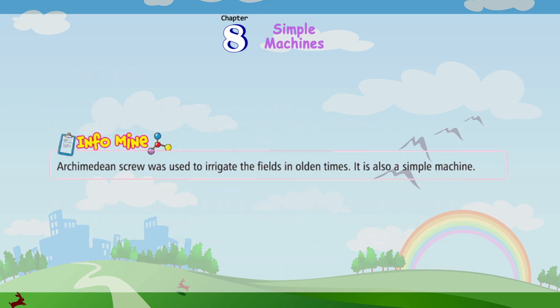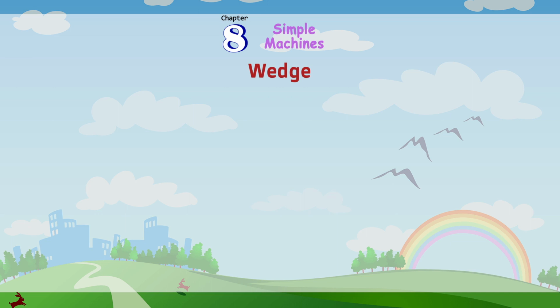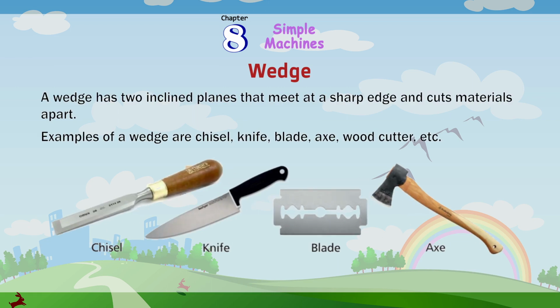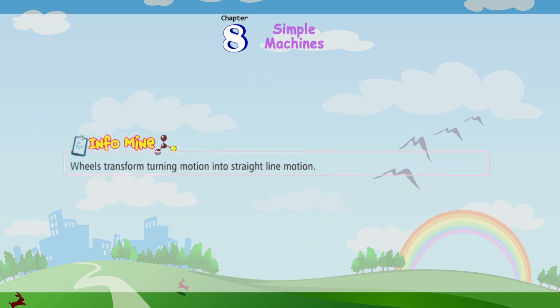Infomine. Archimedean screw was used to irrigate the fields in olden times. It is also a simple machine. Wedge. A wedge has two inclined planes that meet at a sharp edge and cuts materials apart. Examples of a wedge are chisel, knife, blade, axe, woodcutter, etc. Chisel, knife, blade, axe.